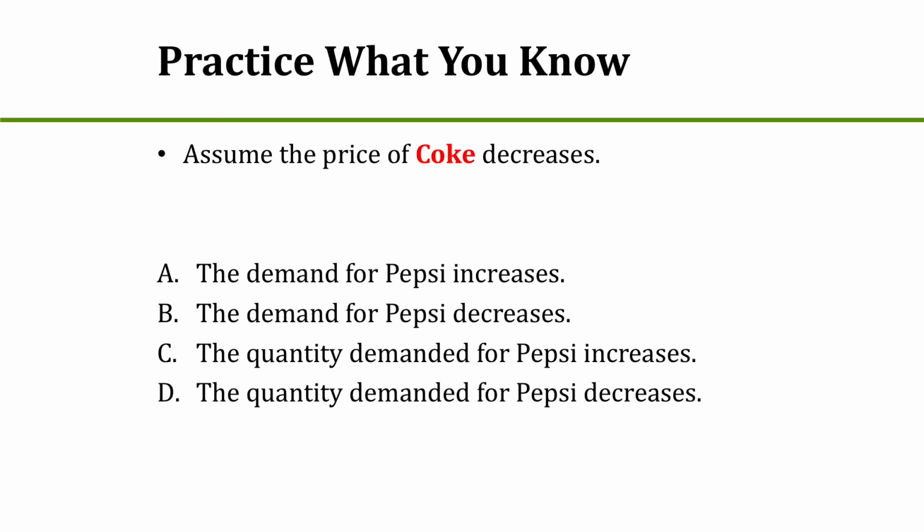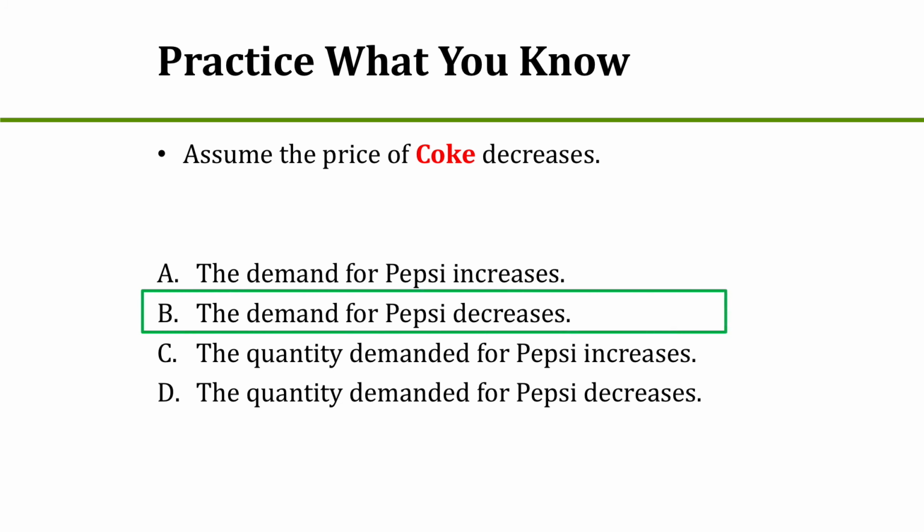The next question is, assume the price of Coke decreases. We know that Pepsi and Coke are substitute goods. So if the price of Coke is decreasing, you will buy more Coke, and there's a movement along the demand curve for the Coke market. But since you are getting that caffeine from the Coke market, you don't need the Pepsi market a lot this time. That's why the demand in the Pepsi market is going to decrease. So the correct answer should be B. And in the Pepsi market, we have the change in demand, but in the Coke market, we have the change in quantity demanded.